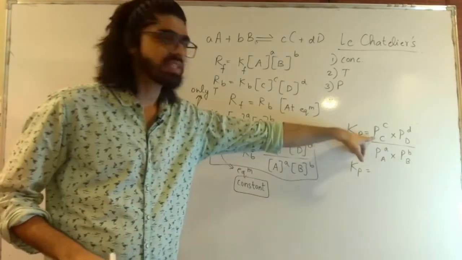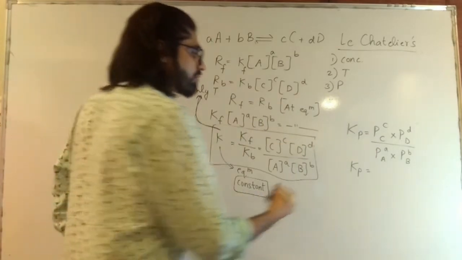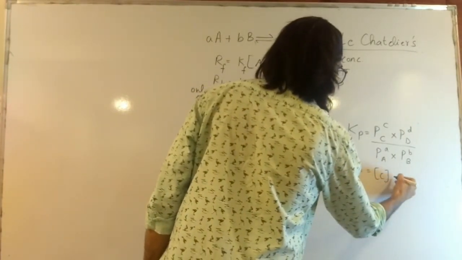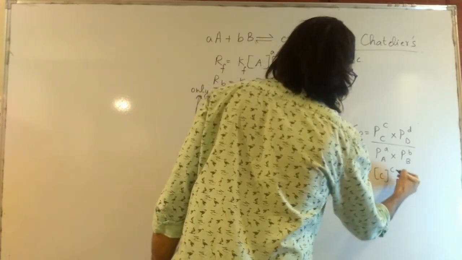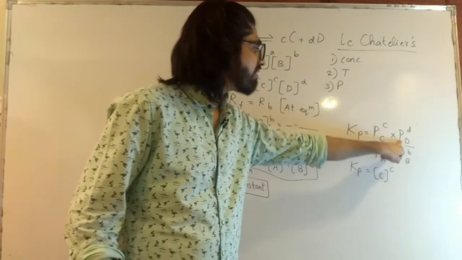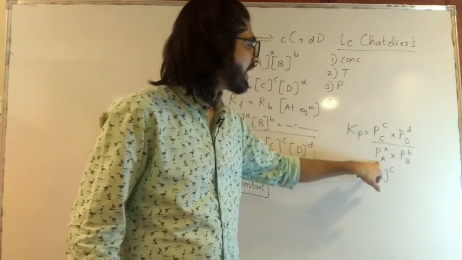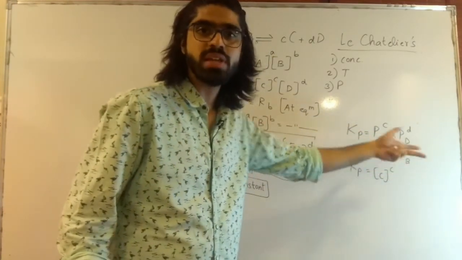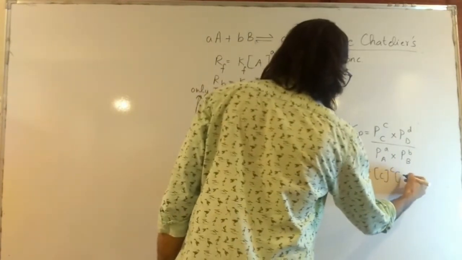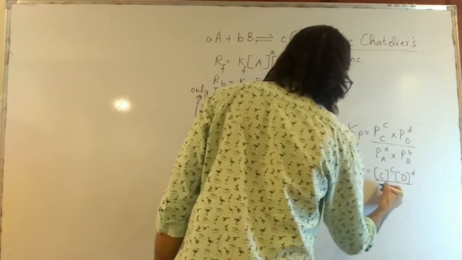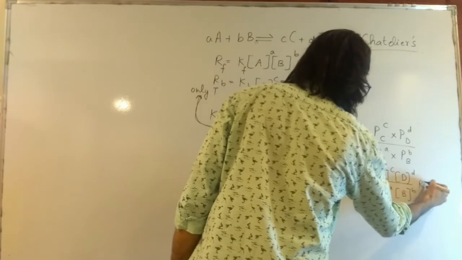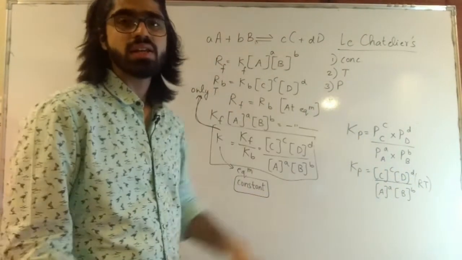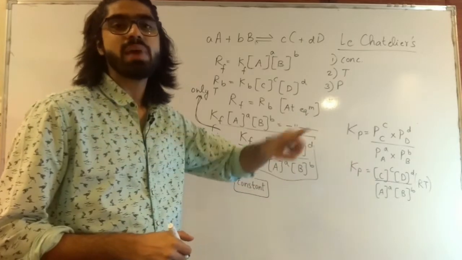So I can write PC as concentration of C into RT, and the whole power is C. So I will have C power C into RT power C. Then I will have D power D, RT power D, A power A, RT power A, and B power B, RT power B. So if I combine all the terms, they would look something like this. The power of RT is going to be C plus D minus A minus B.